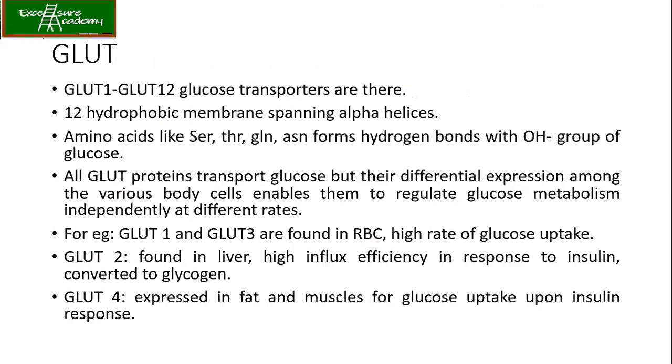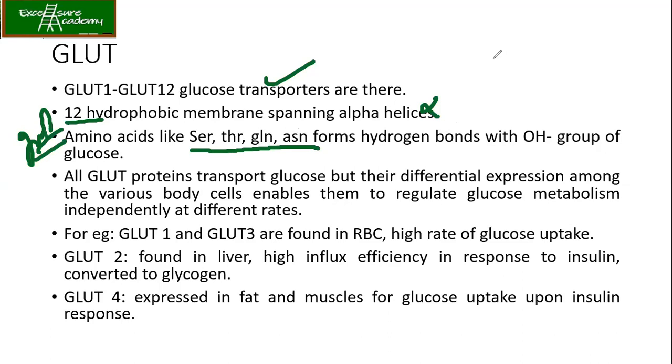Let's talk about the glucose transporter. As I mentioned before, there are 12 types. It has 12 hydrophobic alpha helices. What you have to remember is this is important. In glucose transporters, or GLUT, there are amino acids like serine, threonine, glutamine, asparagine. I repeat once again: serine, threonine, glutamine, asparagine. They form hydrogen bonds with the OH group of glucose.